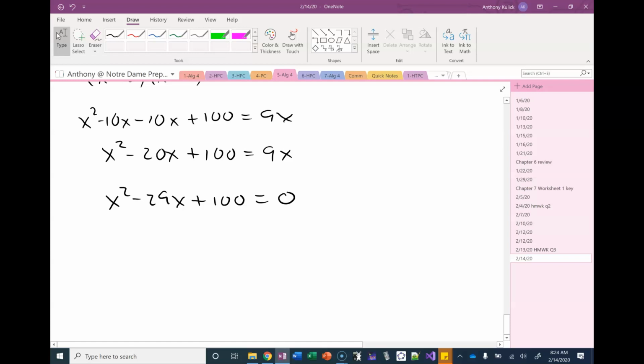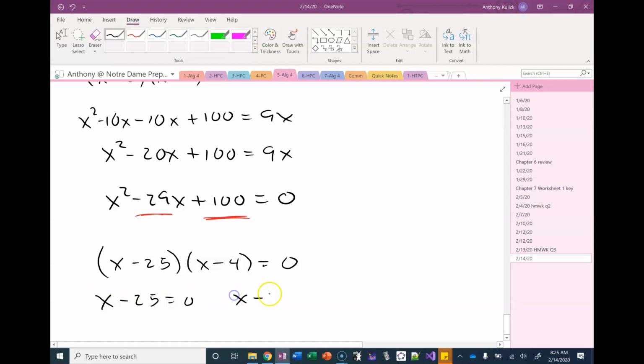So if you were trying to factor this by hand, you're looking for the 2 numbers that multiply to give you 100 and add to give you negative 29. Yeah, so negative 25 and negative 4 would work. And then to solve this, you can just set each of those equal to 0. And you'd get 25 and then 4. You could also have used the quadratic formula there, Madison. That's perfectly fine to do as well.